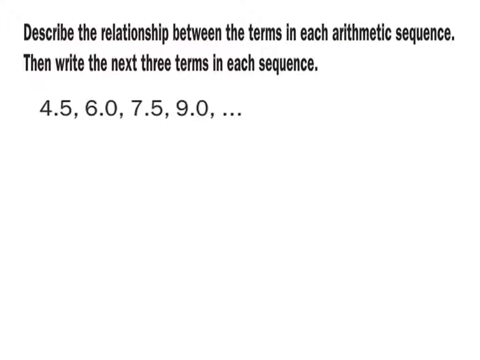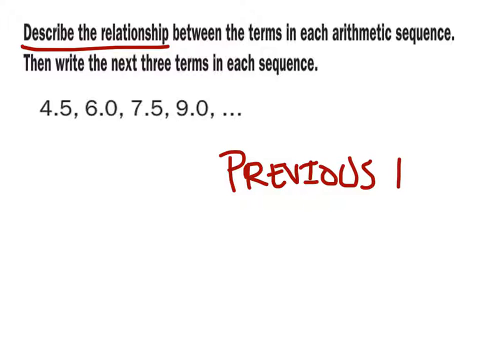Describe the relationship between the terms in each arithmetic sequence. Then write the next 3 terms in each sequence. So first we need to find the relationship. Okay, so let's describe the relationship. What are we adding to each previous term? Okay, so we have to consider this with the previous term. What are we doing to each previous term? Isaac. Adding 1.5? Very good.